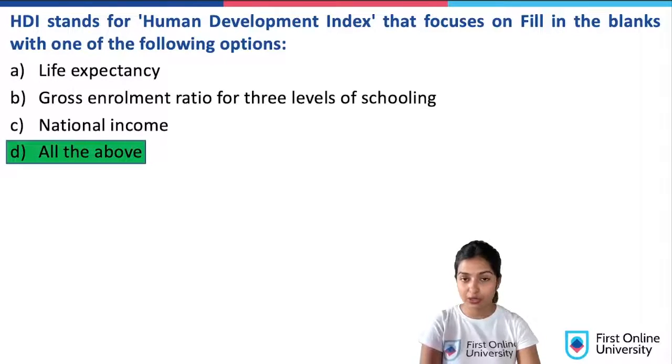The answer has to be D, all of the above. So HDI, the Human Development Index, is an index that is developed by the United Nations in order to measure the life expectancy, the gross enrollment ratio in terms of education, and the national income for every country.